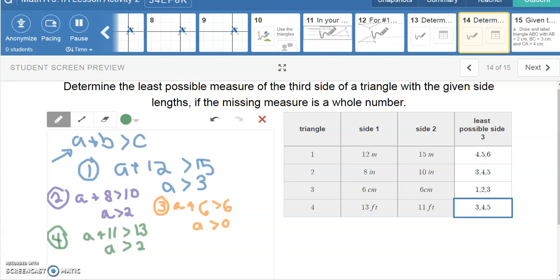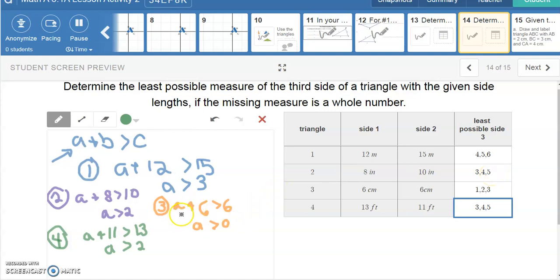Okay, let's see how we did. Notice on number 2, our biggest side length is 10. So A plus 8 has to be greater than 10, means A has to be greater than 2. That means our side lengths are 3 and greater. So 3 inches, 4 inches, and 5 inches could be side lengths.